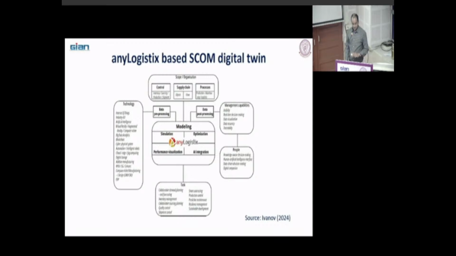And this is the AnyLogistix based digital twin. Again, the framework: you can see the pre-processing and post-processing data. So what is the technology we need to collect the data, and then post processing, what capabilities we can do, simulation, again modeling, what kind of problems you can solve here.